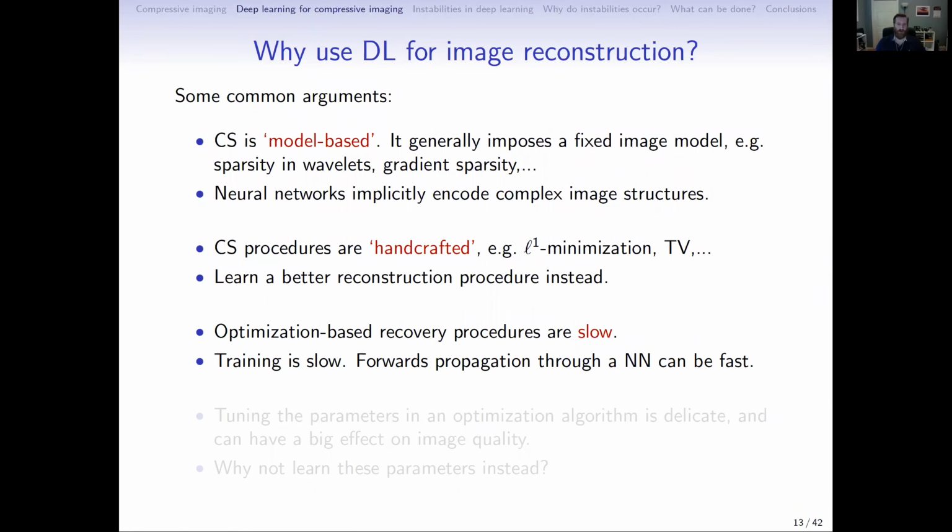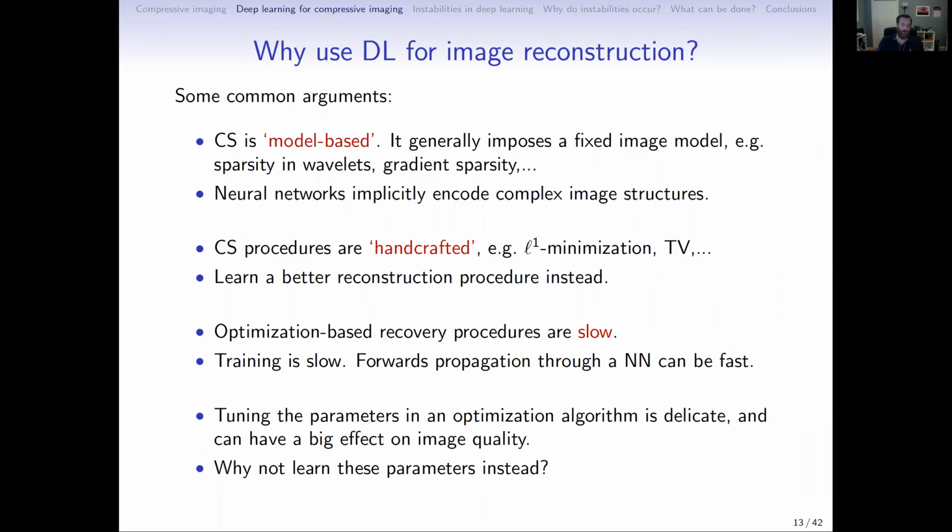A third argument that's given is that any kind of optimization-based recovery procedure is relatively slow. To solve something like the lasso, we typically need to perform hundreds of matrix vector multiplications. So you're talking on the order of hundreds or maybe thousands of Fourier transforms, for instance. On the other hand, while training a neural network is very slow, if you've trained a neural network that's not too deep and not too wide, then propagating forwards through the network, which is what you would need to perform the reconstruction, is relatively fast.